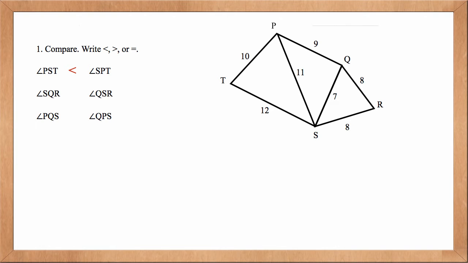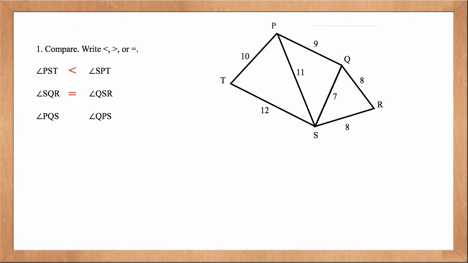When we look at angle SQR, we see that the opposite side is 8, which is segment SR. When we look at angle QSR, the opposite side is 8, which is side QR, which means that triangle QSR is an isosceles triangle. So the two legs are the same, which means the base angles are the same. Angle SQR and angle QSR are the base angles, so they have to be equal.